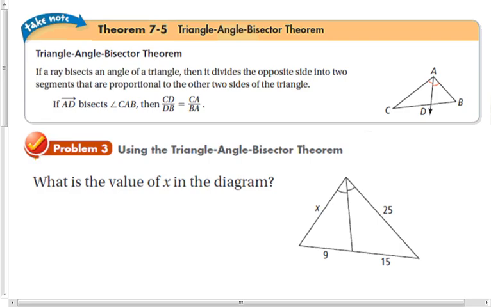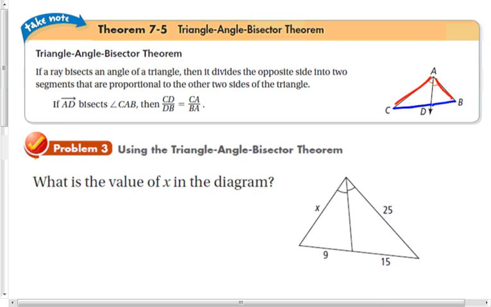Another related theorem is the triangle angle bisector theorem. If you have a ray that bisects an angle of a triangle, then it divides the opposite side into two segments that are proportional to the other two sides of the triangles. So in this figure, you can see that CD over DB, those two sides are going to be proportional to CA over AB.